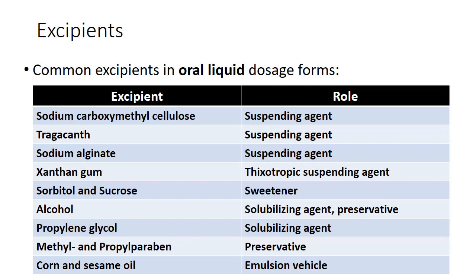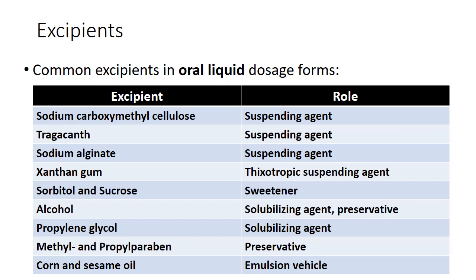Tragacanth is a gum. It's also a suspending agent. Sodium alginate is that cool thing that's used to make bubble tea and stuff, to make the gel. That's a suspending agent. That's from seaweed. Xanthan gum is a very common food additive, used for a lot of different things as a thickener. That's a thixotropic suspending agent. It's basically a thickener that allows things to be suspended longer.